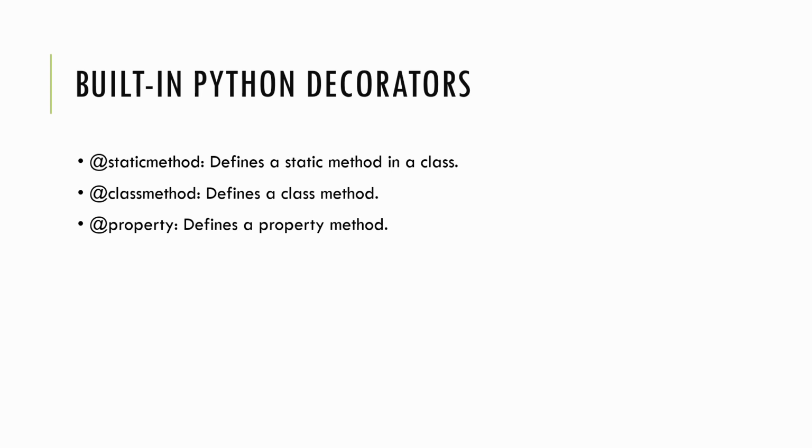Python comes with several built-in decorators that make our lives easier. The staticmethod decorator is used to define a static method in a class. The classmethod decorator defines a class method which operates on the class itself rather than instances. Lastly, property is used to define methods that act like attributes, providing a neat way to access computed values.